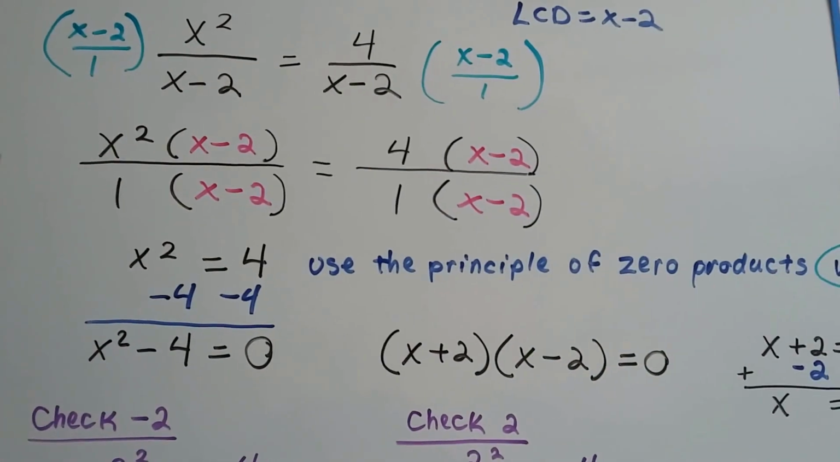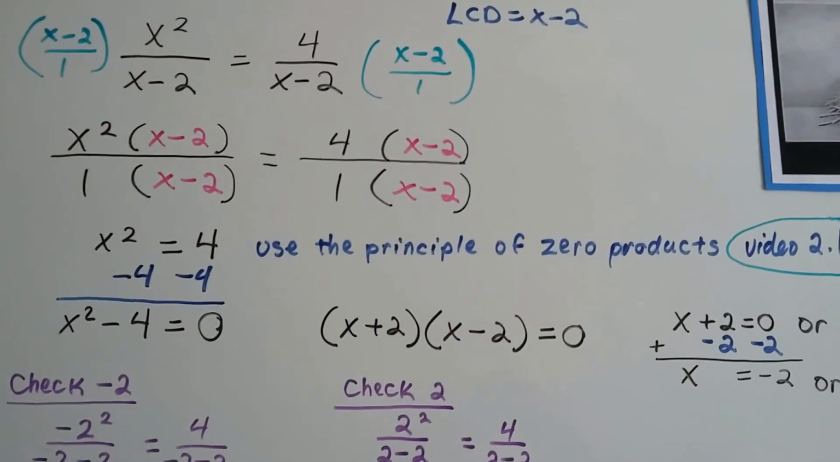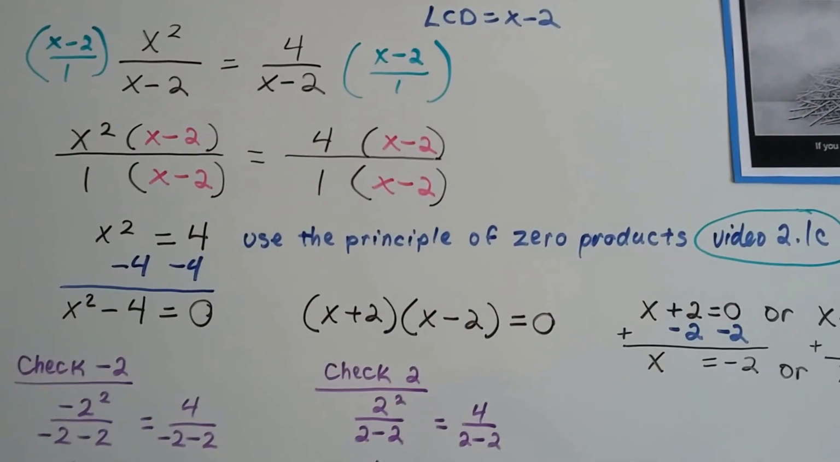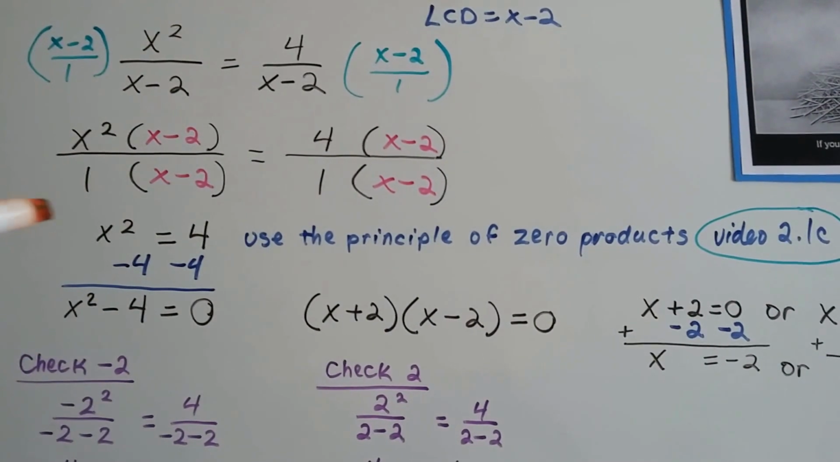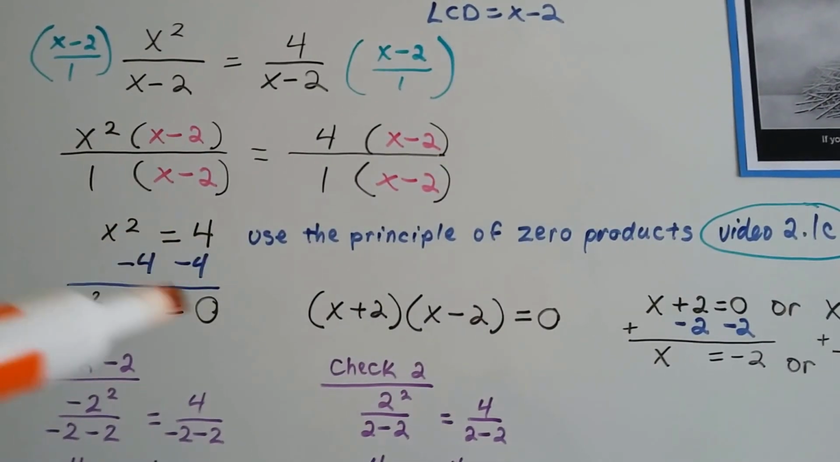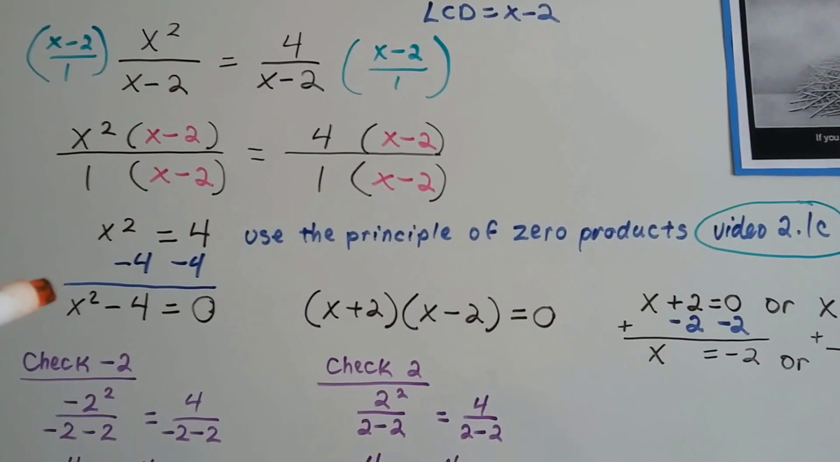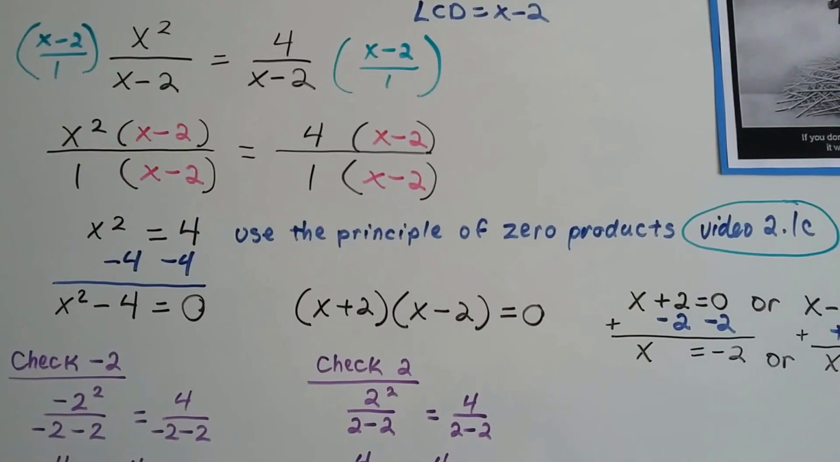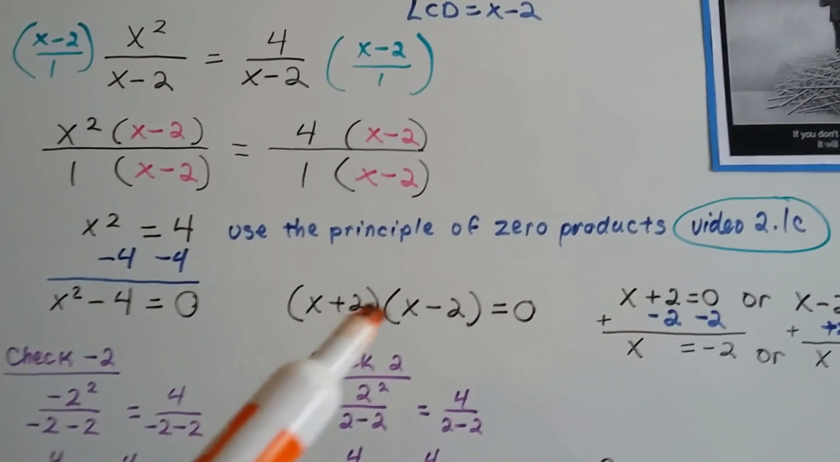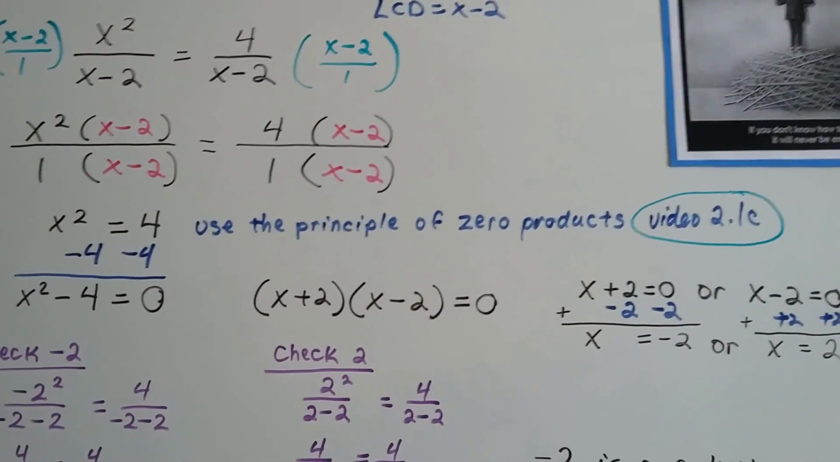Now we can use the principle of zero products that we learned back in 2.1c, and I'll have a link to that video in this video's description in case you forgot how to do that. We set it equal to 0, so I'm going to subtract 4 from each side of the equation so that this side will be 0, and we have x squared minus 4. Now all we have to do is factor it. When we factor, x squared minus 4 is x plus 2 times x minus 2, and we set it equal to 0.